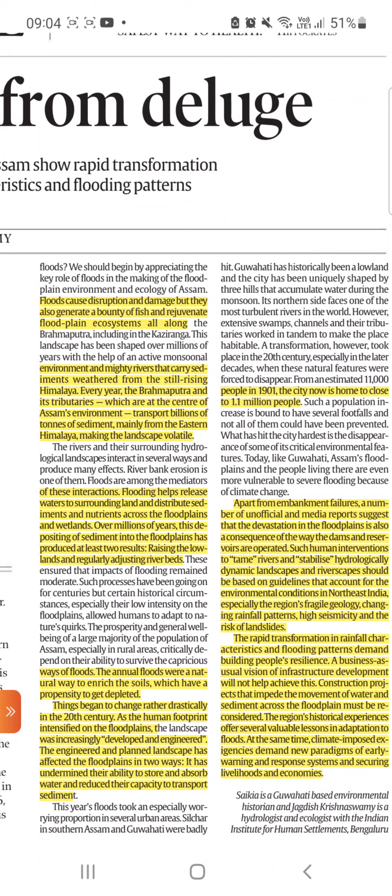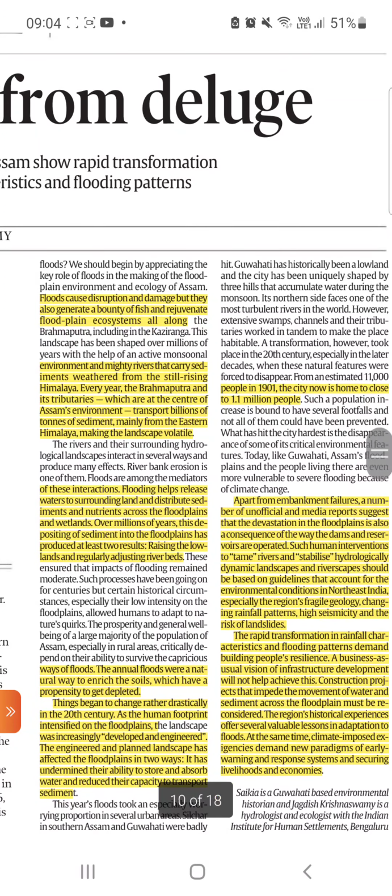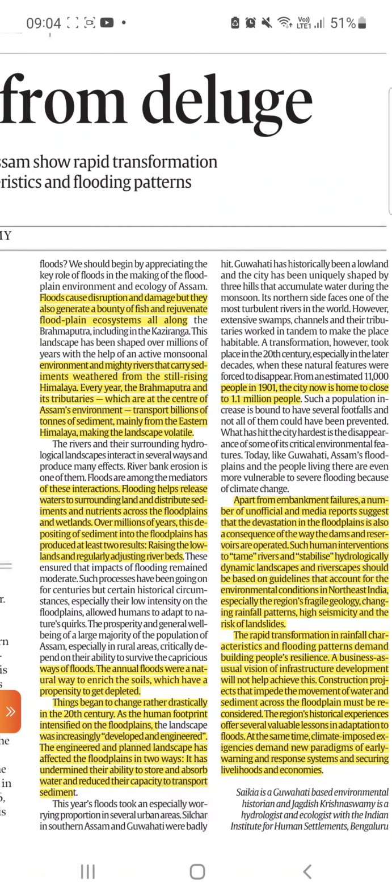Things began to change rather drastically in the 20th century as the human footprint intensified on the floodplains. The landscape was increasingly developed and engineered. The engineered and planned landscape affected the floodplain in two ways. It has undermined their ability to store and absorb water and reduced their capacity to transport the sediments. From an estimated 11,000 people in 1901, the city is now home to close to 1.1 million people.